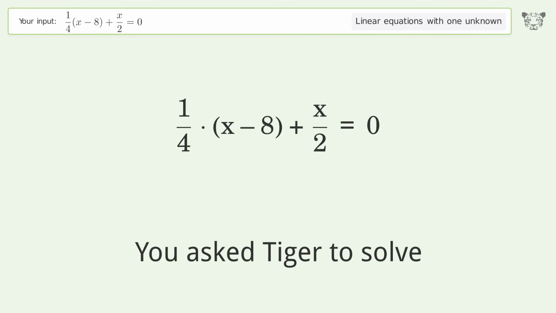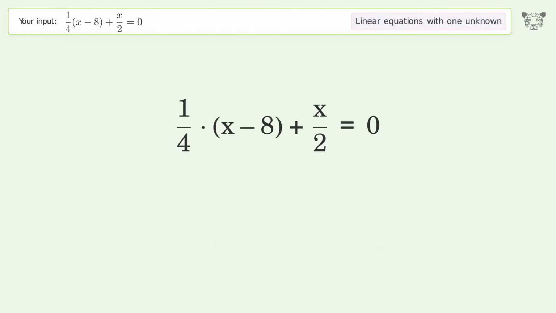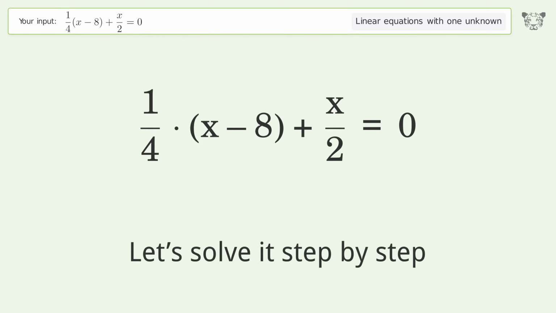You ask Tiger to solve. This deals with linear equations with one unknown. The final result is x equals 8 over 3. Let's solve it step by step.